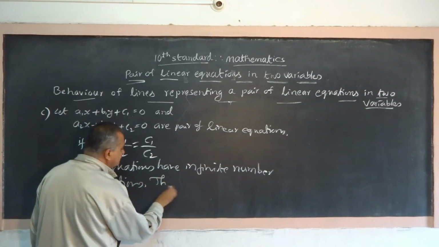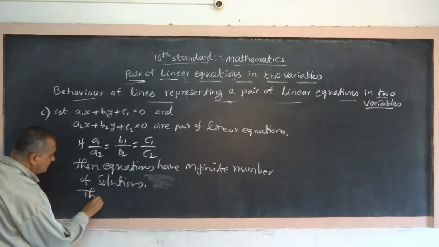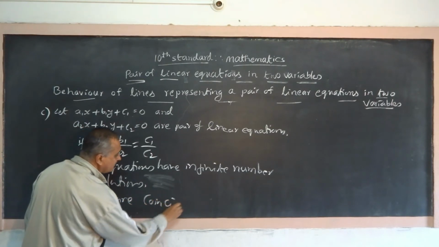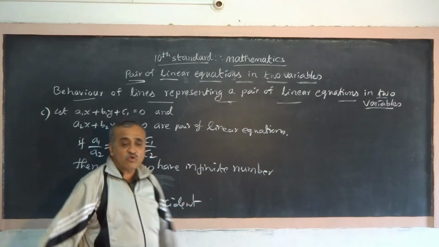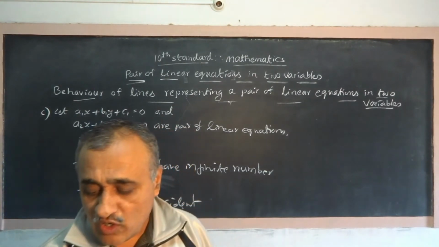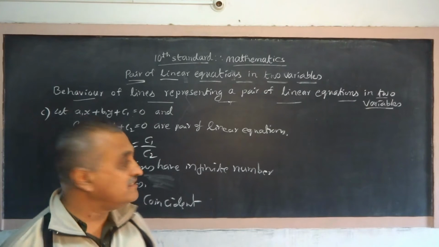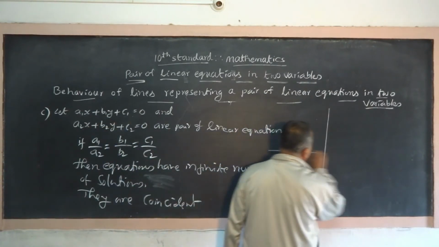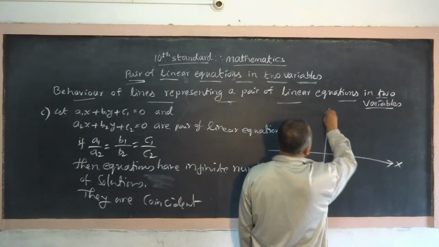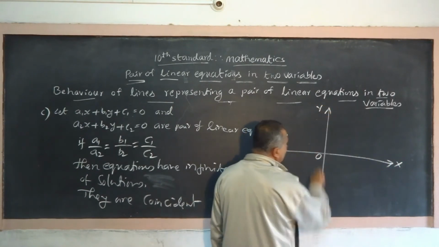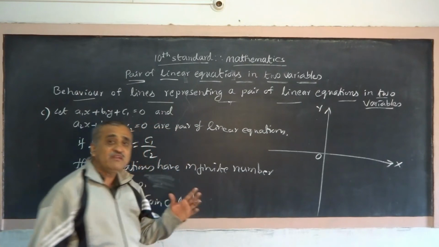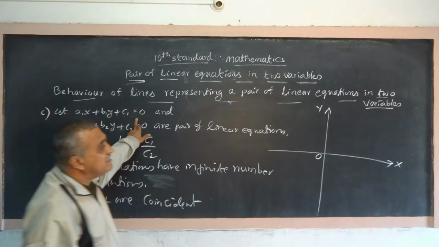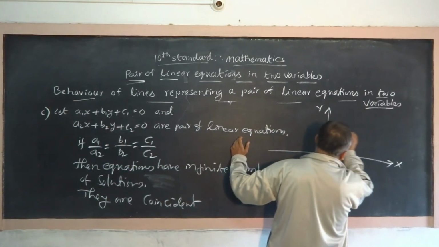They are coincident. The lines are called coincident lines. For example, this is the x-axis and this is the y-axis. This is the point of origin. You draw a line for a linear equation. For the first linear equation, you have drawn the line like this.